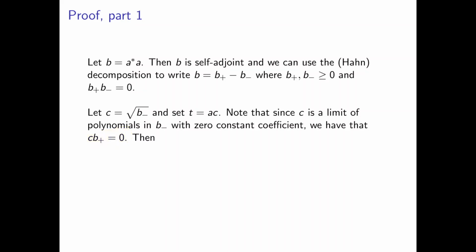So that's actually an important little detail to note, that C times B plus is equal to 0. And that is because, let's see here, B plus and B minus, do they commute? I think they do, because B here is self-adjoint. Yeah, B plus and B minus commute, so this is fine as well.